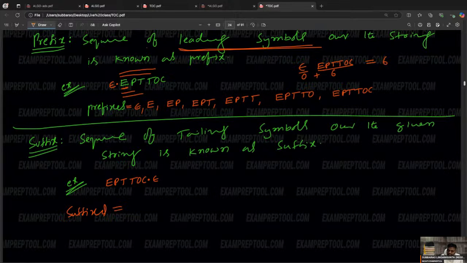Some people are asking, sir, if I see from the right side, what is the first suffix? Epsilon. What is the second suffix? C. What is the next one?